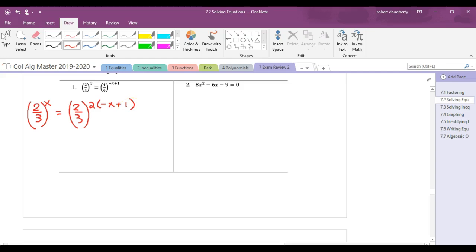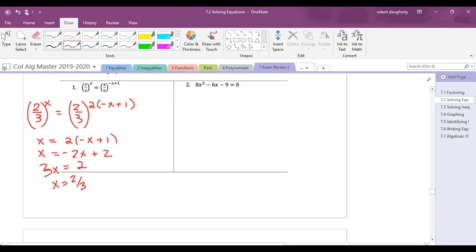And now the exponents can be set equal to each other. x equals 2 times negative x plus 1. That tells me x equals negative 2x plus 2. So this gives me what? 3x equals 2, or x equals 2/3.